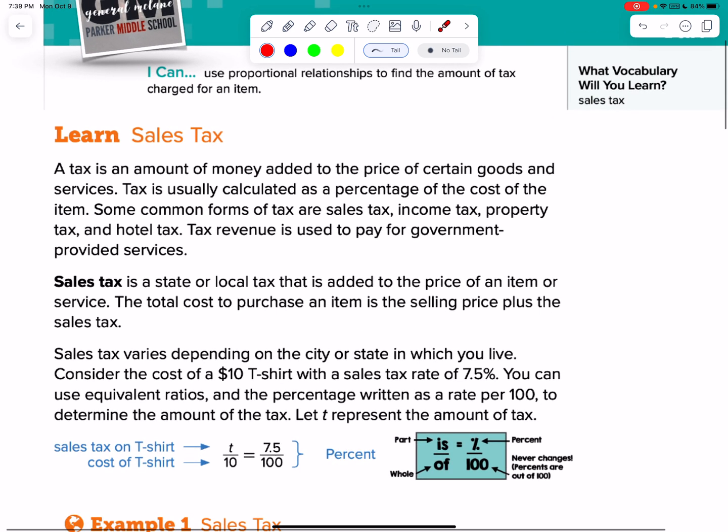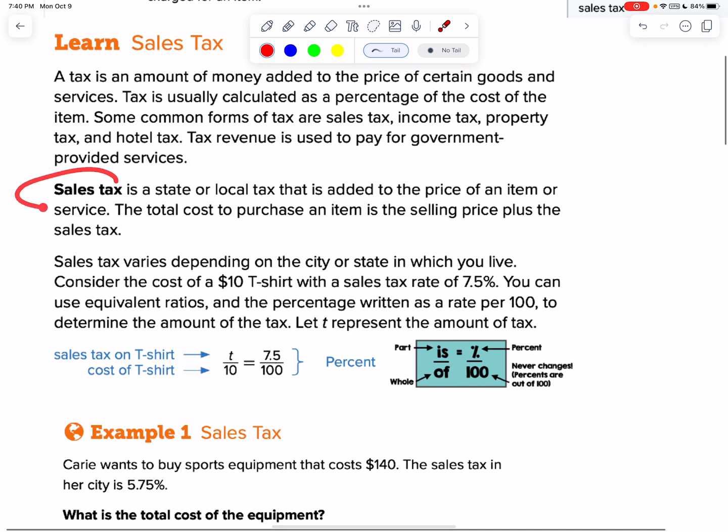We're on Module 2-2, all about taxes, which you're going to be dealing with the rest of your life. Let's take a look. Some common taxes are sales tax, income tax, and property tax. A sales tax is a tax added onto the price of an item or a service, like prepared food at a restaurant. You're used to a 6% sales tax where we live. This particular story problem has a sales tax of 7.5% on a $10 t-shirt.